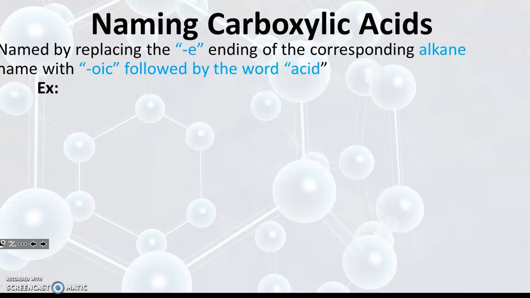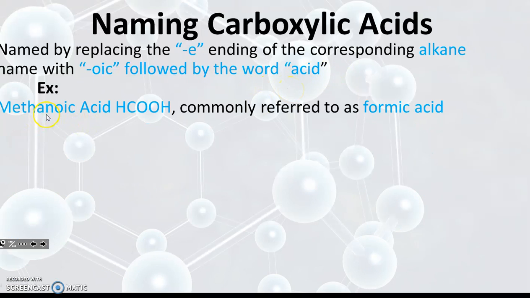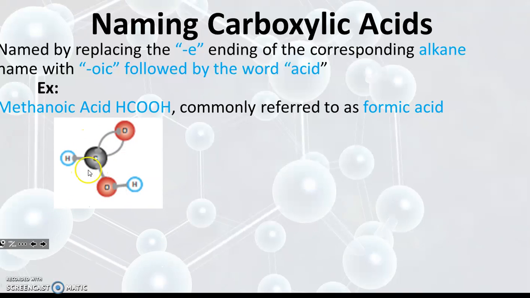So, naming carboxylic acids. Whatever the corresponding alkane is, you remove the E from the name, add the ending of oic, followed by the word acid. For example, methanoic acid, which is commonly referred to as formic acid, comes from methane, and then we take off the E in methane, add the oic, and acid at the end. And so you can see this is a single carbon double bonded to an oxygen and bonded to a hydroxyl, and that's that carboxyl group.